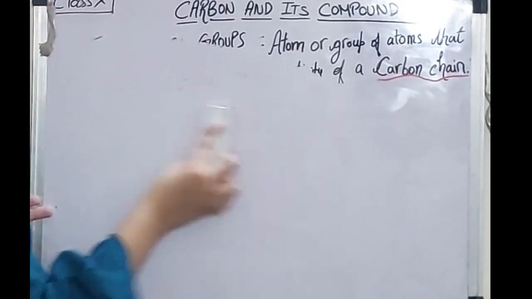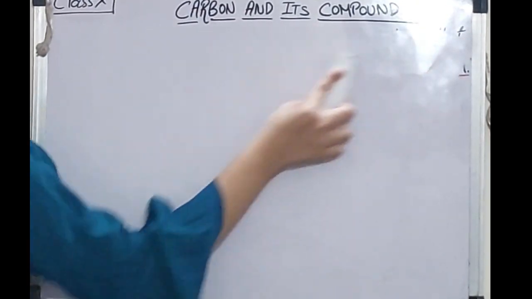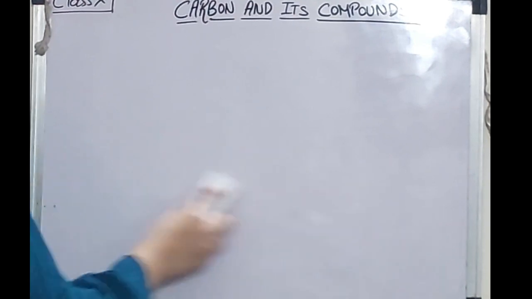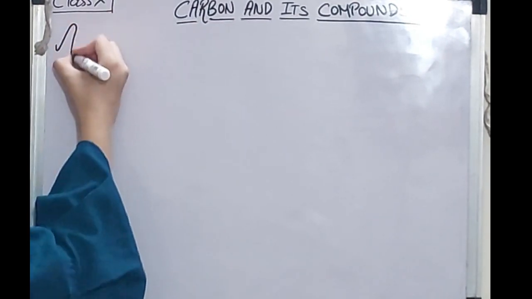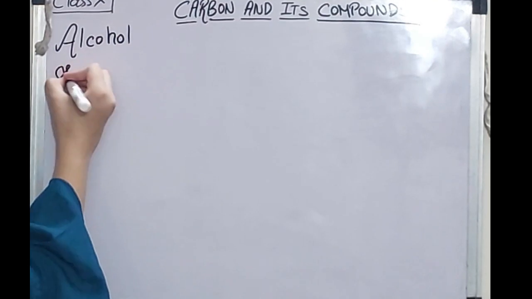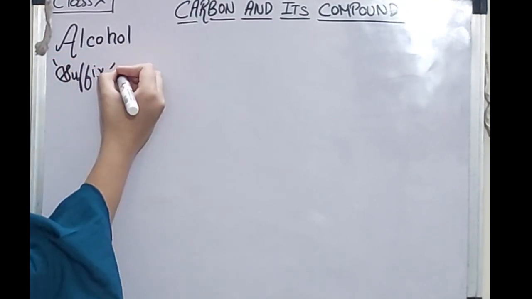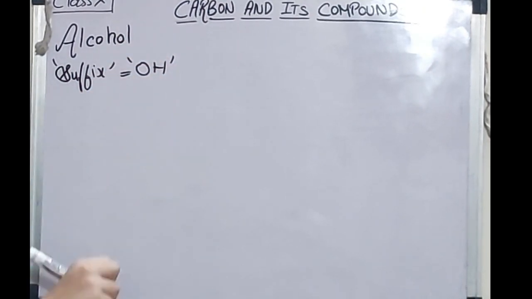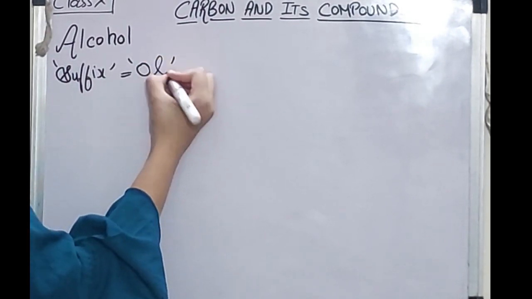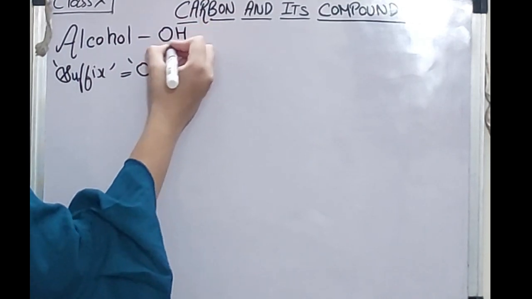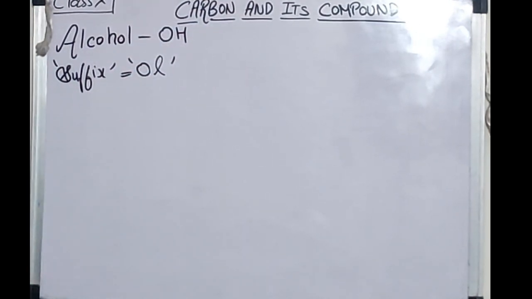So just write this down. Fine. Now let us talk about alcohol. Alcohol uses a suffix, that is OH. It means in any carbon chain, if alcohol is attached, that is, the joining of OH, the suffix is OL. So in any carbon chain, if you attach OH, the suffix you add is OL. Okay.